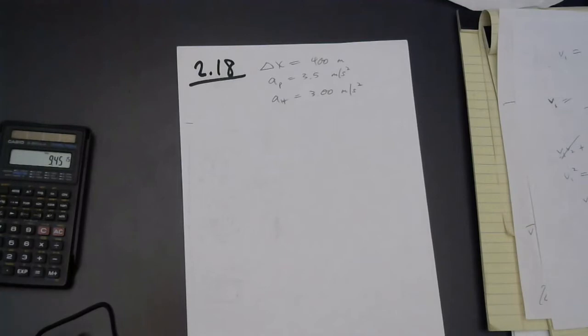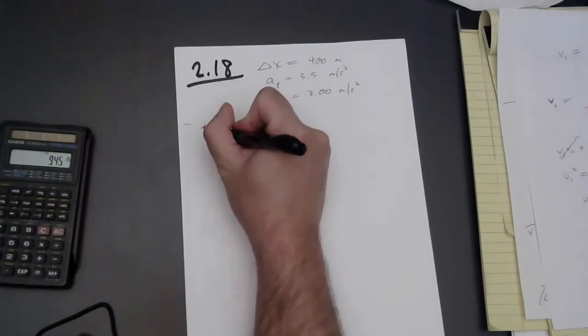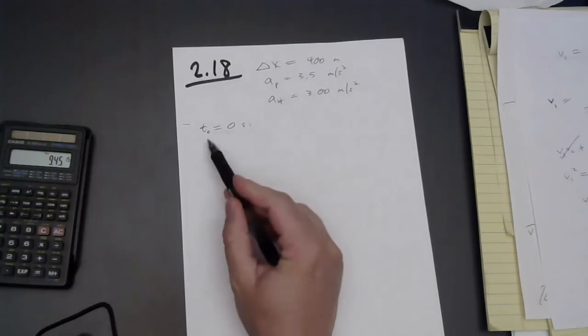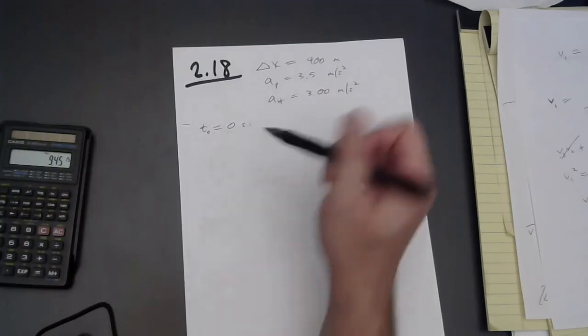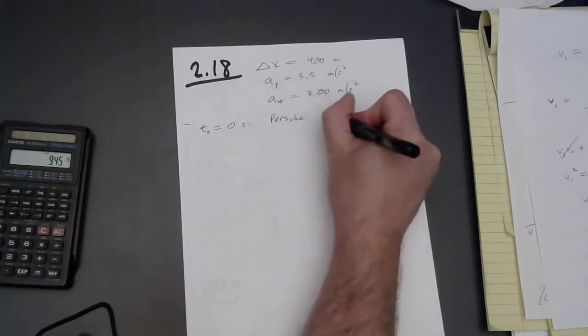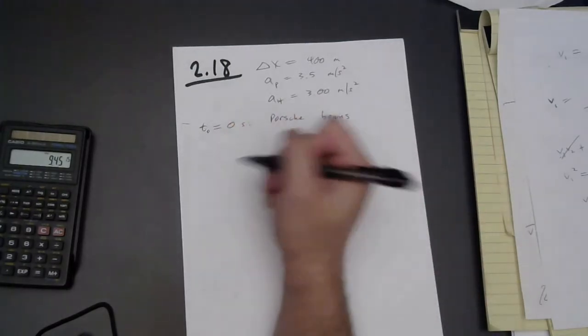Okay, well, if you try to do this in your head, you may have some success, but personally, I like to do it this way. T0 equals 0 seconds. So I'm defining the initial time T0 to be 0 seconds. That is when the Porsche begins accelerating. That's when they step on the gas.